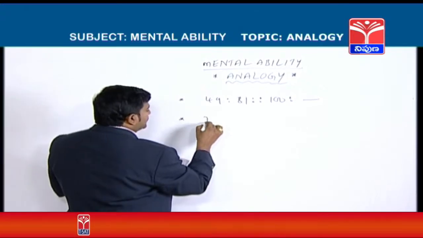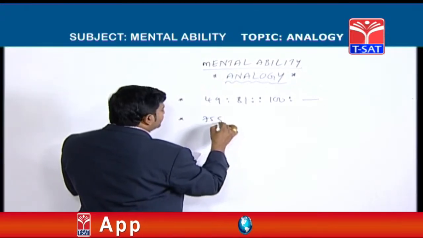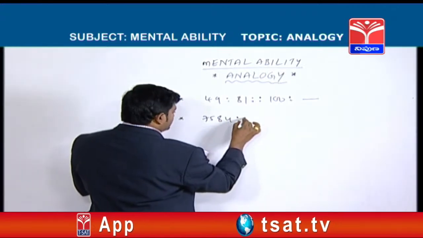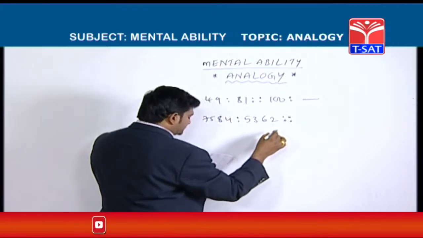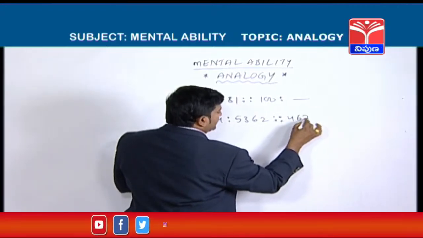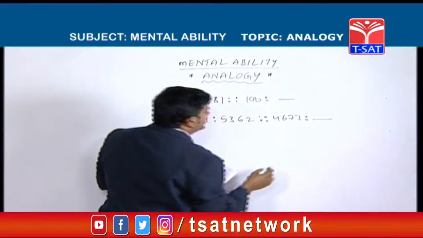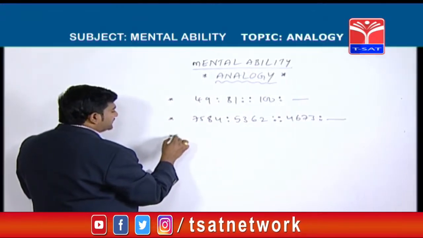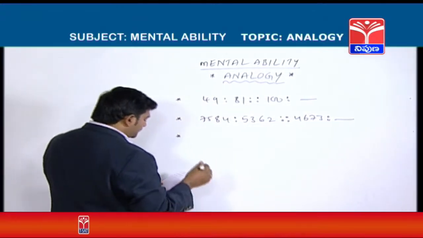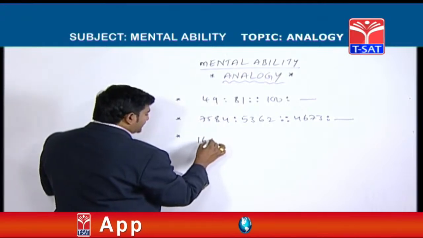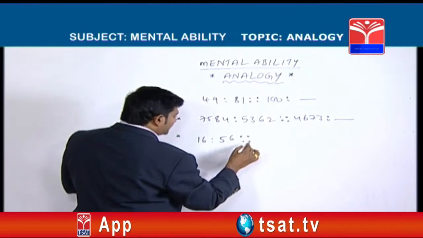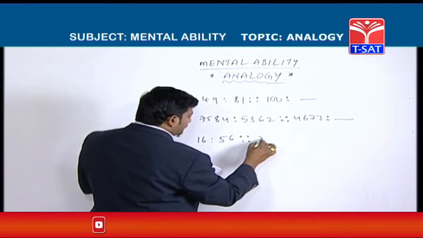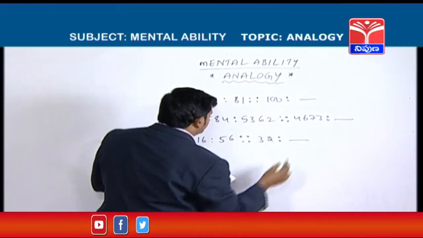So now one more example. Let's say 7584 is to 5362 as 4673 is to dash. Now one more example. 16 is to 56 as 32 is to dash.